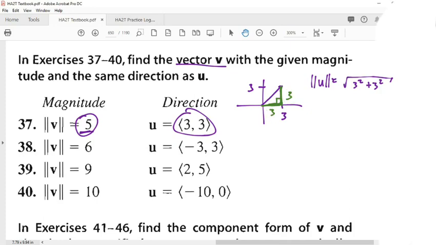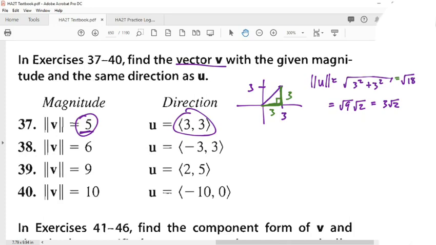Okay, so we have 9 and 9, which is 18. So we get 18, and we've got to take the square root of that. 18 can be split up with the perfect square 9, so it's 9 times 2, right? And then the square root of 9 is 3. So we have 3 square root of 2. So that is the magnitude of u.